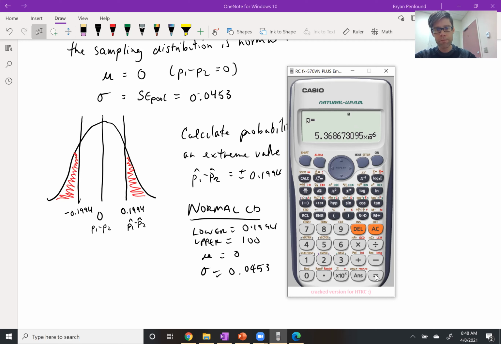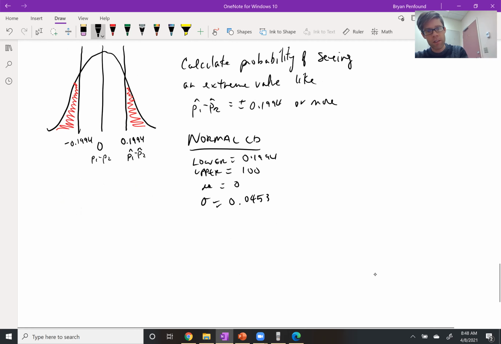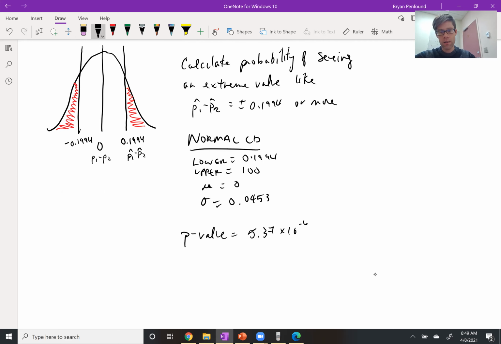Okay, that's pretty small. So what is this? Let's take 5.37. So we get a p-value of 5.37 times 10 to the negative 6. That is hella small.